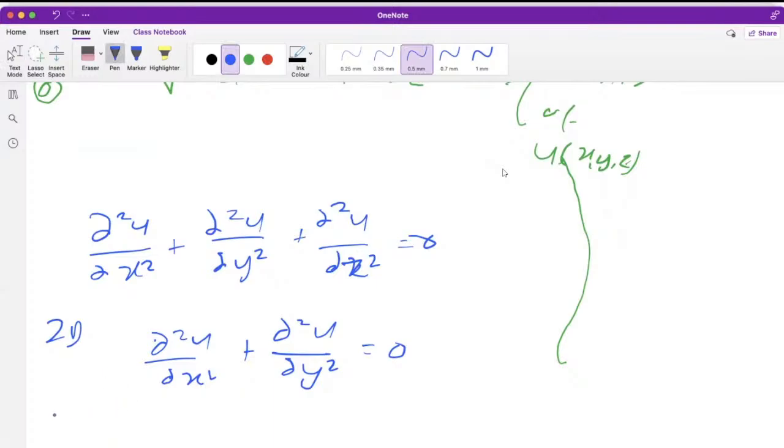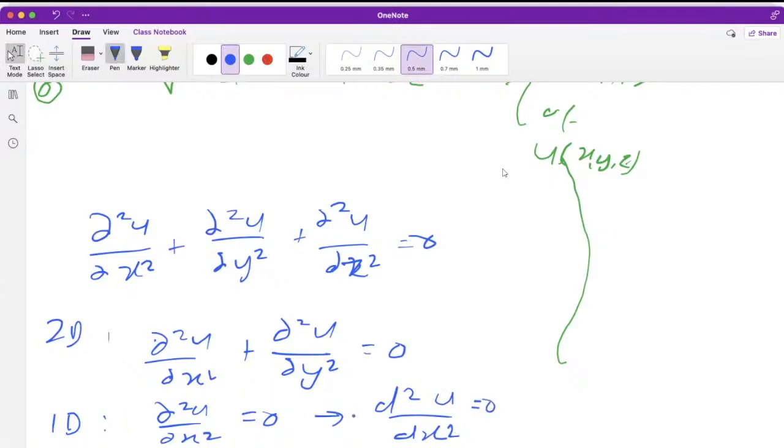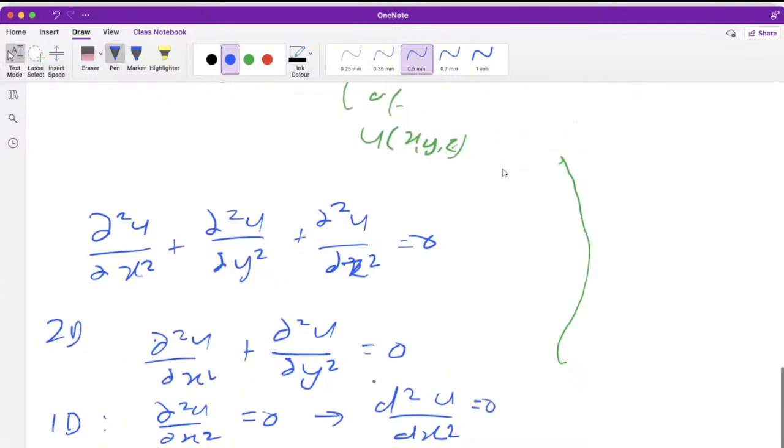If it's in 1D, you simply have d squared u over dx squared equal to 0, right? So now there's no longer partial derivative. Of course, when you look at these equations now, you don't expect u to be 0. This is where you come back to integration and applying boundary conditions, and then you can find what u is.